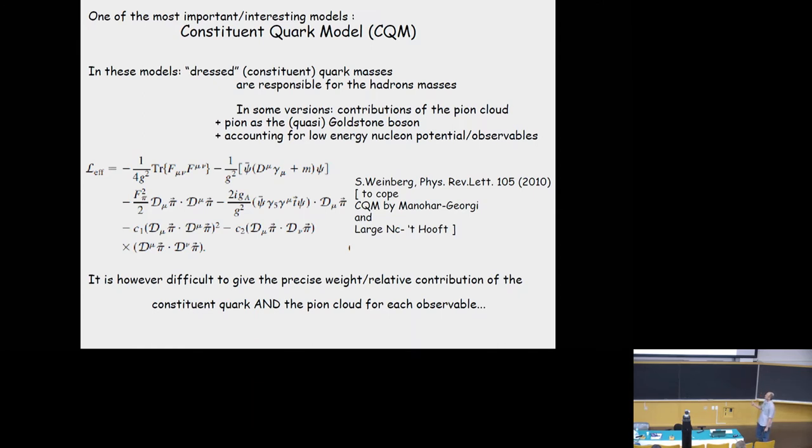It's very difficult to provide observables because it has two different sectors, the quark sector and the pion sector. And the pion sector and the quark sector are each expected to provide separately the full description of hadrons, either by means of chiral perturbation theory or by means of a quark model. Yeah? The mass of the quark? Yes, this is the constituent quark mass.